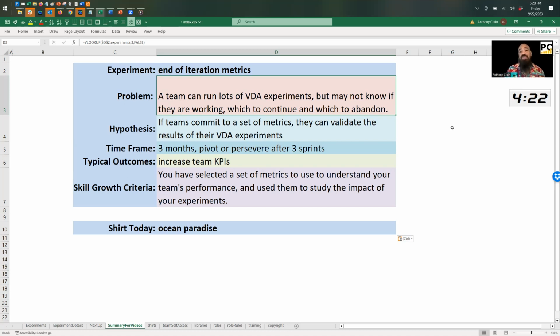So the hypothesis is if you commit to a set of metrics, you can actually validate which of your experiments actually improve you. Three months in general to test out a set of metrics, and you can pivot or persevere after 3 sprints. You hopefully will see a big increase in your team KPIs now that you're actually looking at them. And what do you got to do? You have selected a set of metrics to use to understand your team's performance and use them to study the impact of your experiments.